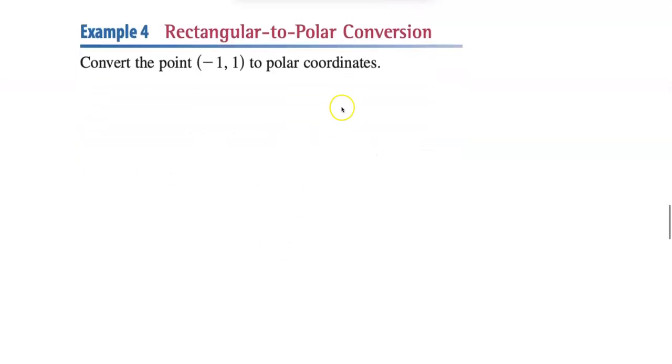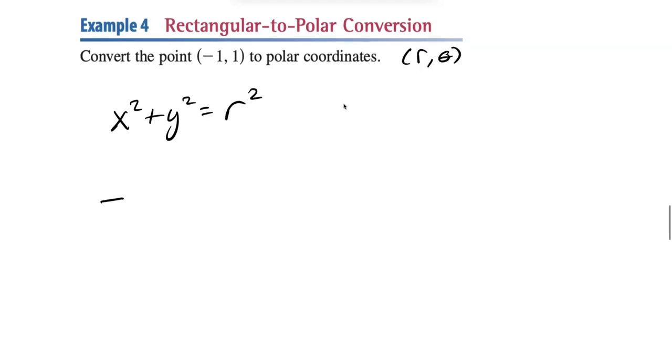Okay, let's convert this point to polar coordinates. So I'm going to need r, and the formula for that is x squared plus y squared equals r squared. So polar is r, theta. And for theta, we have tan of theta equals y over x. Remember, tan is always like a slope, right? Slope is always y over x. There we go. So we have this.